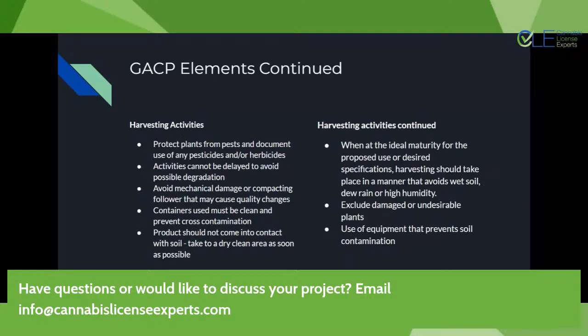Okay, moving into harvesting activities. This is a little bit of a longer section, but we'll get through it as fast as possible. You're looking to protect plants from pests and document any use of pesticides and herbicides. Your activities cannot be delayed to avoid possible degradation. We all know the importance of harvest date, drying and curing. Make sure you're not letting bags and piles of beautiful cannabis flower just lie around because you haven't gotten enough people to get it up and hanging for the process. All of that is going to damage the quality of your plant, so do everything you can to ensure that your product is the best it can be.